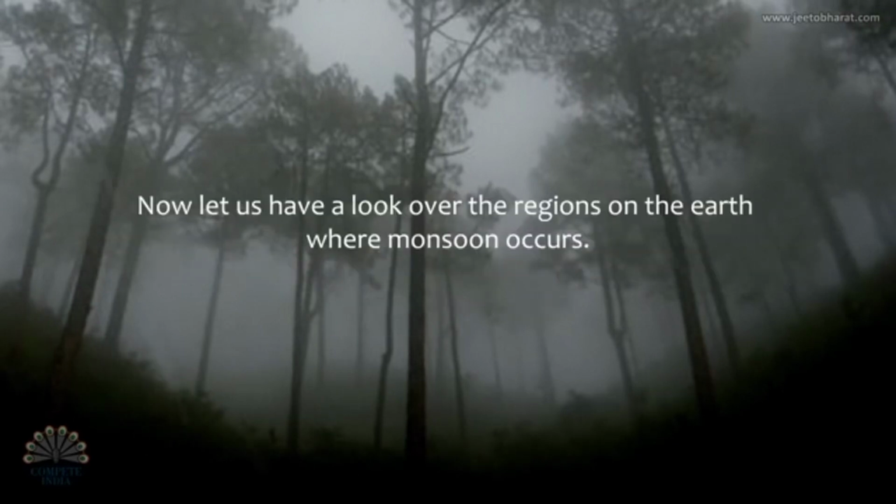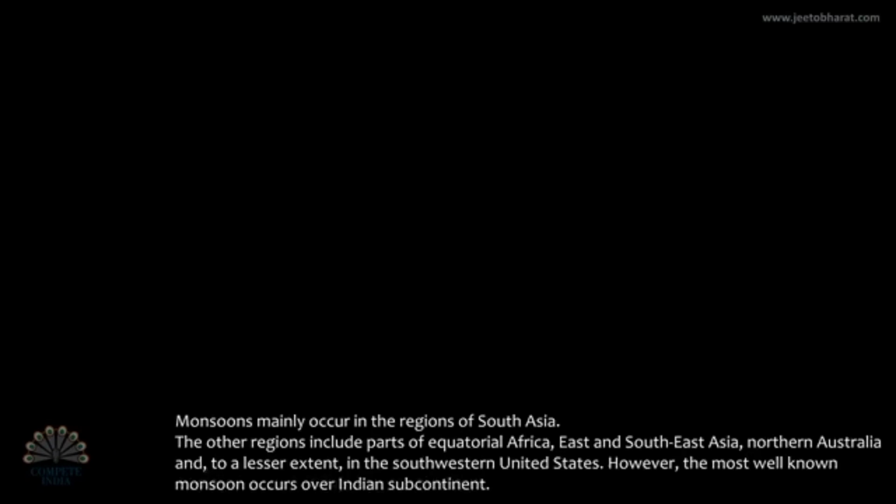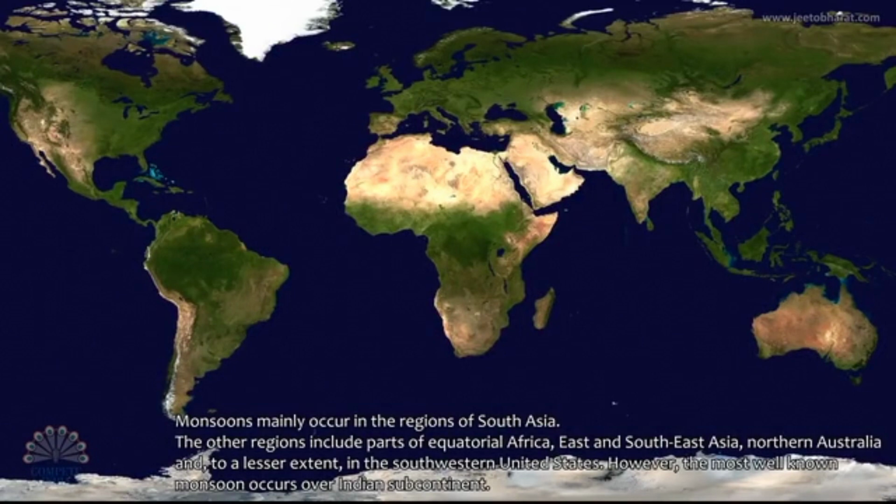Now, let us have a look over the regions on the earth where monsoon occurs. Monsoons mainly occur in the regions of South Asia. The other regions include parts of Equatorial Africa, East and Southeast Asia, Northern Australia, and, to a lesser extent, in the southwestern United States. However, the most well-known monsoon occurs over the Indian subcontinent. Now let us take up monsoons of India in detail.